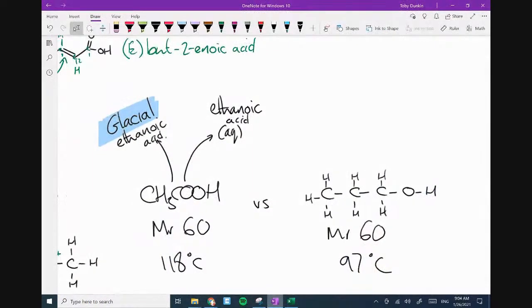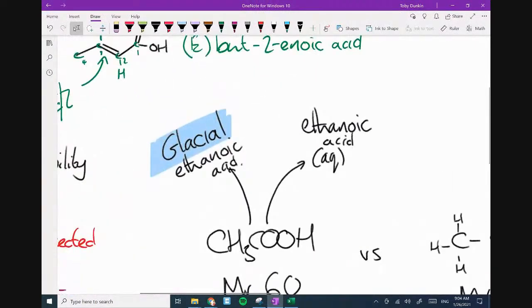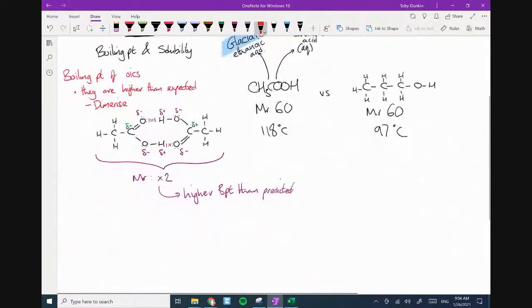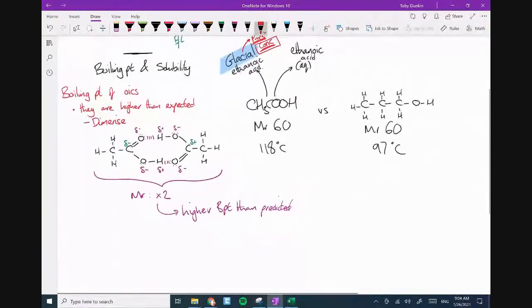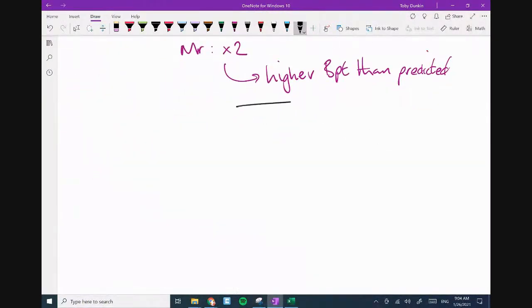It's just nice to mention that this here is pure. You could also call it conc. Is everyone okay with me saying conc? Concentrate. We know that the word conc when it comes to acids means no water. So, boiling point higher than expected. The next thing, solubility.